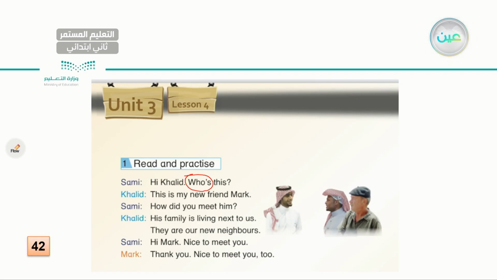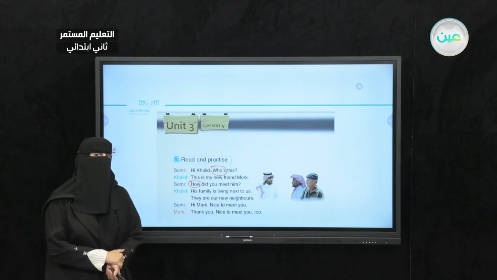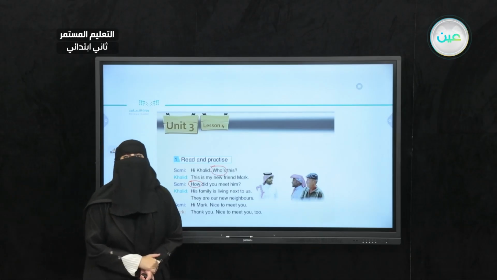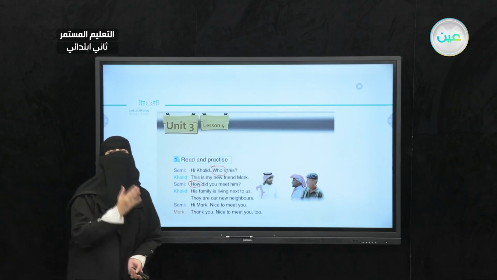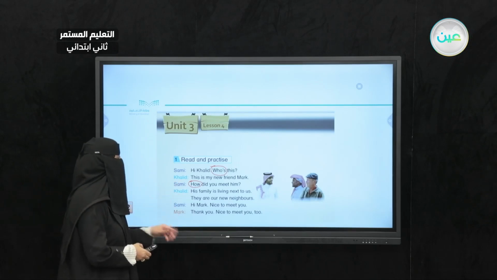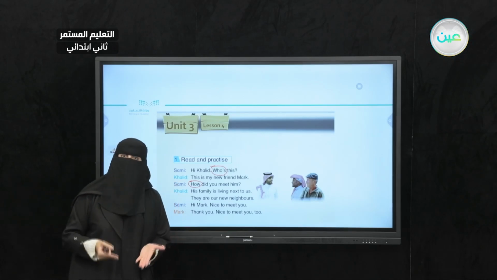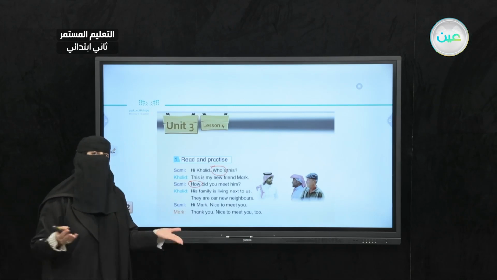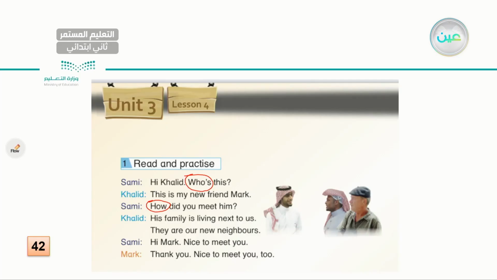Now tell me the other question word you have found. Here we have how. So remind me, when do we use how, my dear student? We use how to ask about what? Very good, to ask about actions or how something is done. How did you meet? I'm asking about the way the meeting happened. His family is living next to us. They are our new neighbors. So I have two WH words.